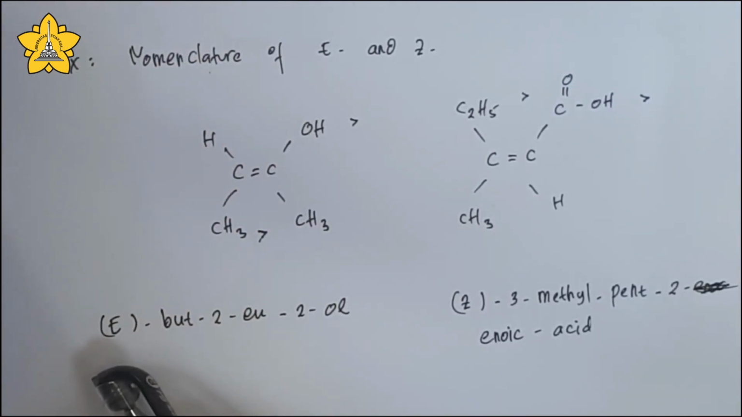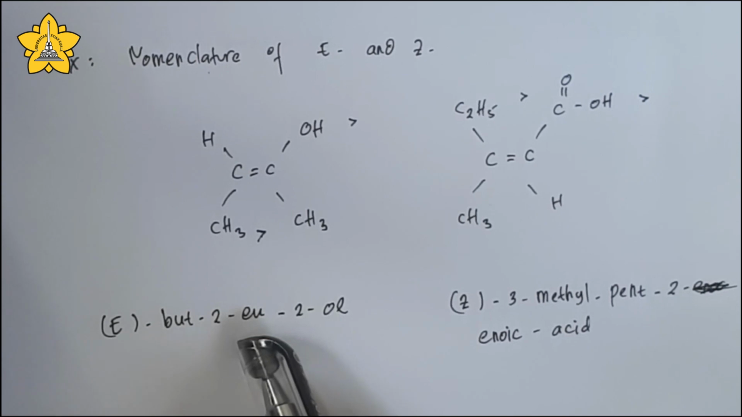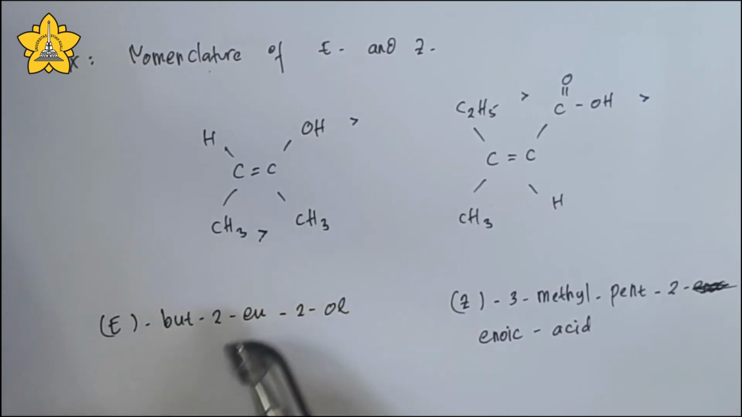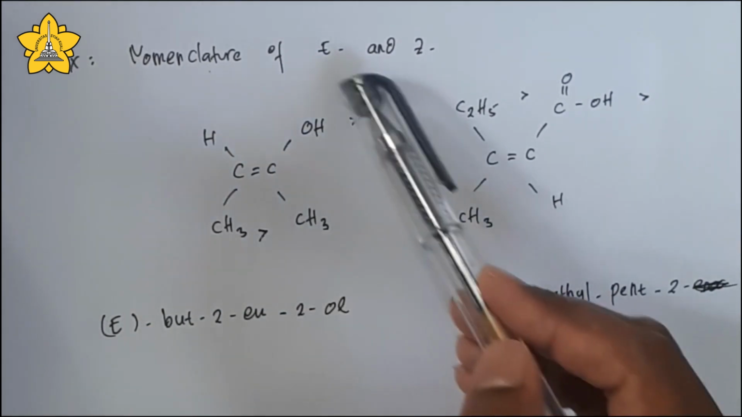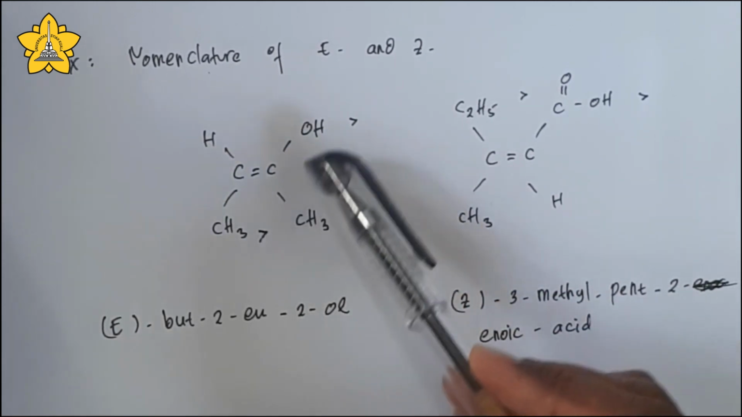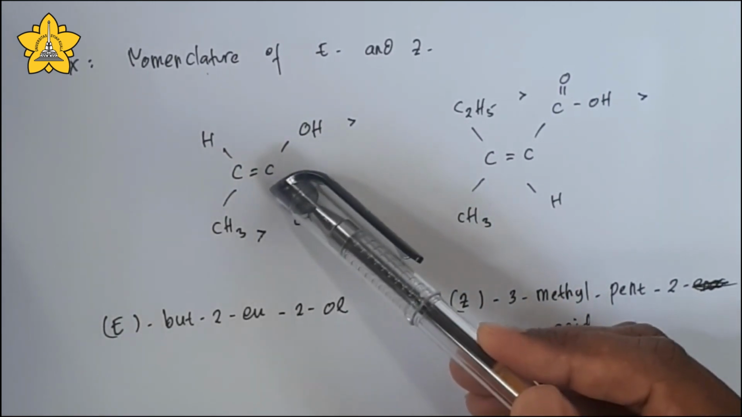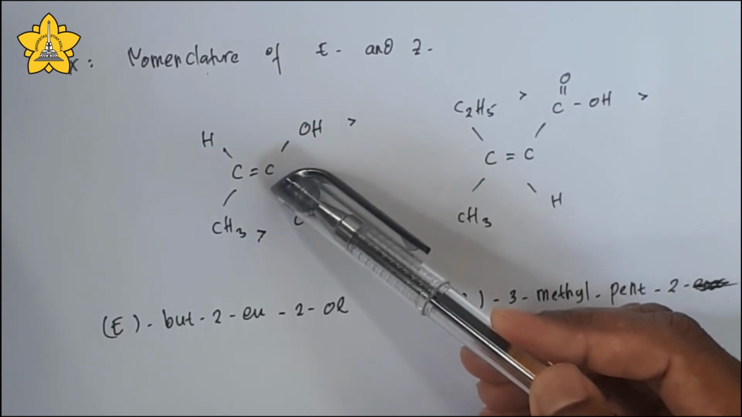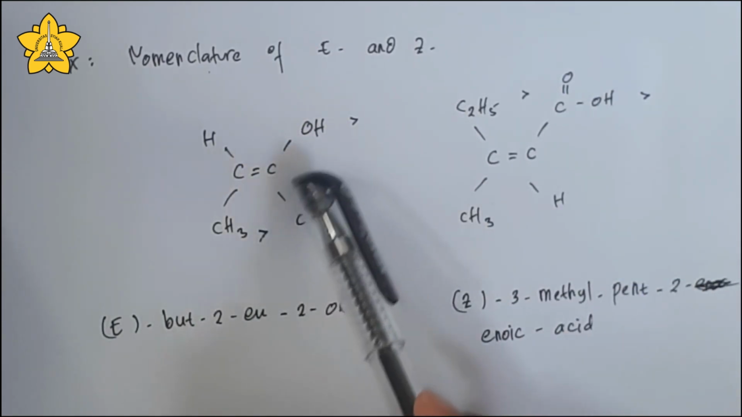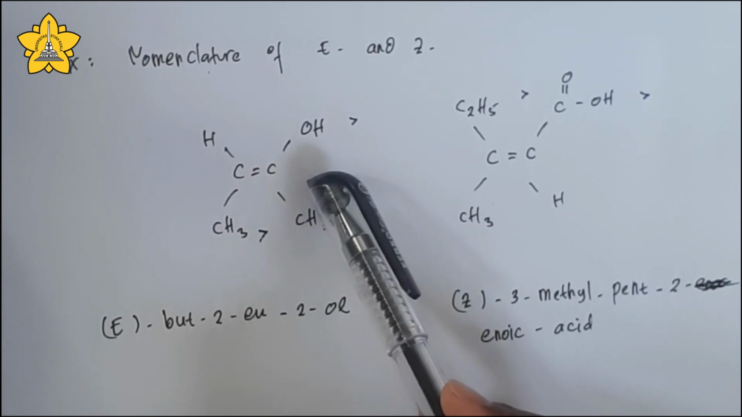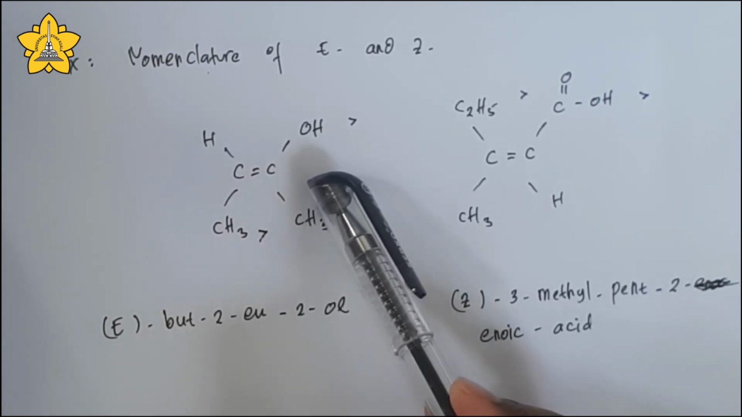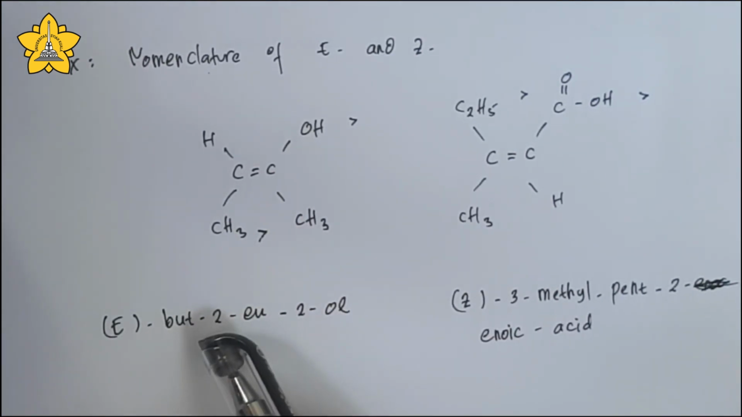And so when both of the higher-priority substituents are on opposite sides, we define it as an E molecule. The name of this molecule is E-but-2-en-2-ol, because the hydroxyl substituent is on the second carbon atom, and the alkene functional group is also at the same position as the hydroxyl. It is on the second carbon.